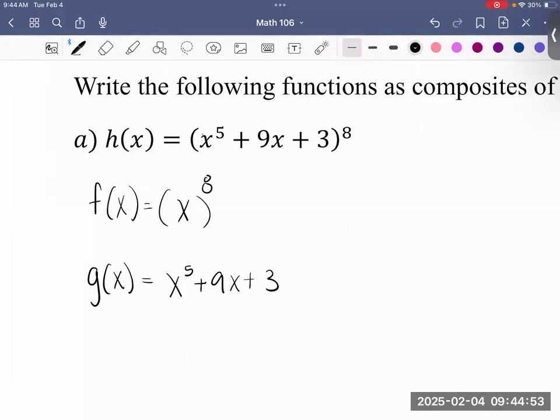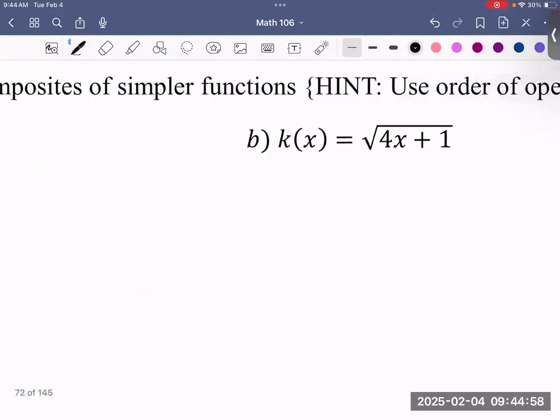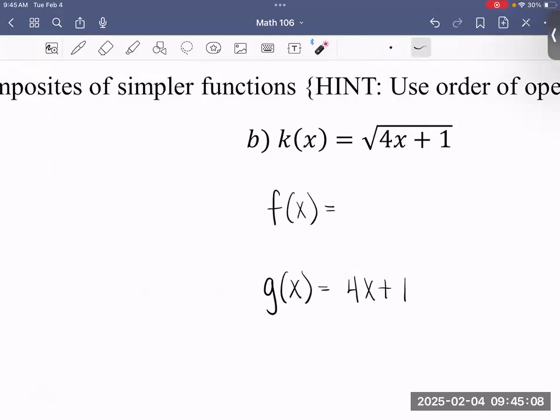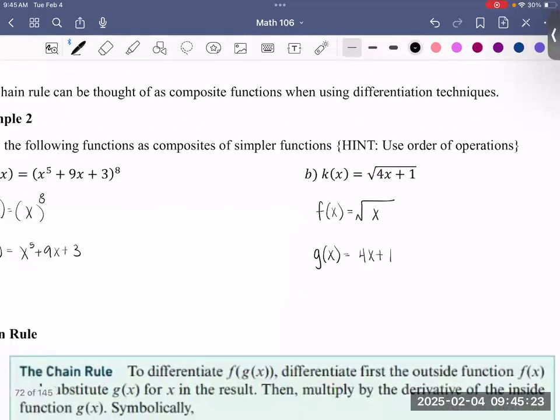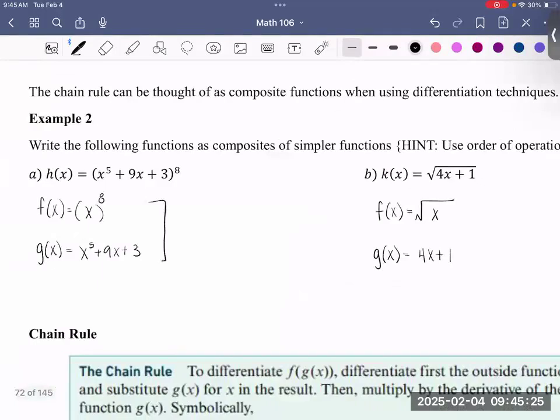Let's see if you can try it again with b. So let's pull out your inside function for x plus 1. And getting rid of your inside function, what is left over? Well, that would be this square root. And again, that gap is symbolizing another variable.